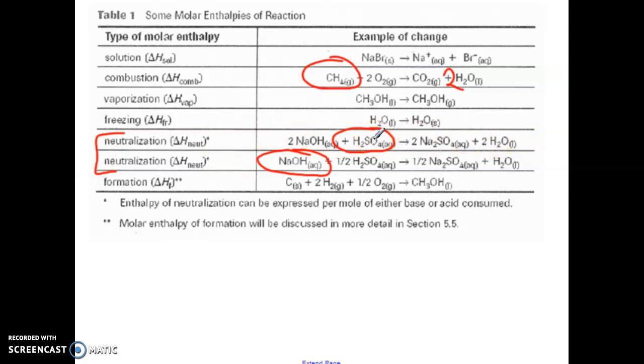And then here we have a delta H of formation. Here we are doing the formation of methanol. And if you notice, we are taking the elements to synthesize that. So it's essentially the molar enthalpy of synthesis, if you'd like to think of it that way.